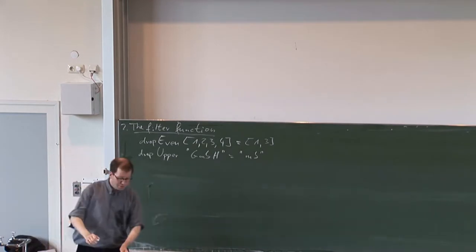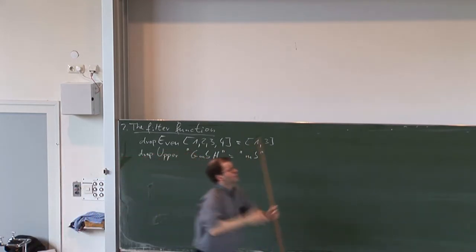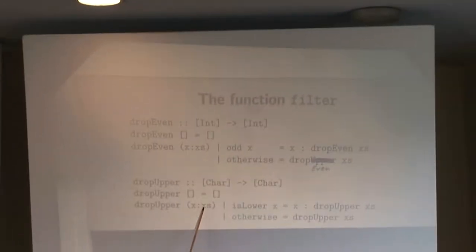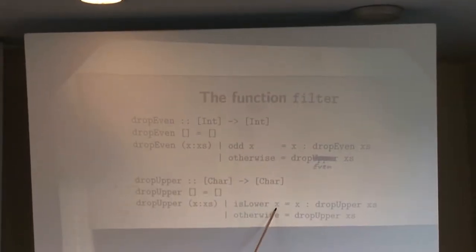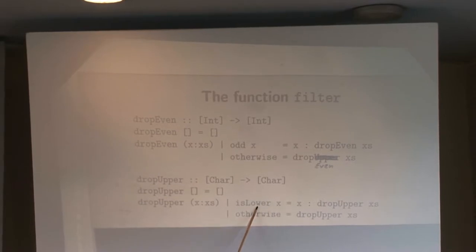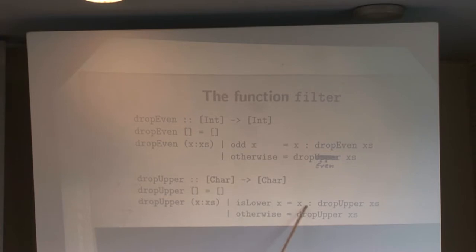And how does it work? Well, in a very similar way. If the list is empty, you get the empty list. If it's not empty, you check whether this is a lowercase symbol. The function isLower is predefined in Haskell. If it's a lowercase symbol, you keep it and you call dropUpper on the rest of the list. And otherwise, it's an uppercase symbol, then you drop it and you call dropUpper on the remaining list.